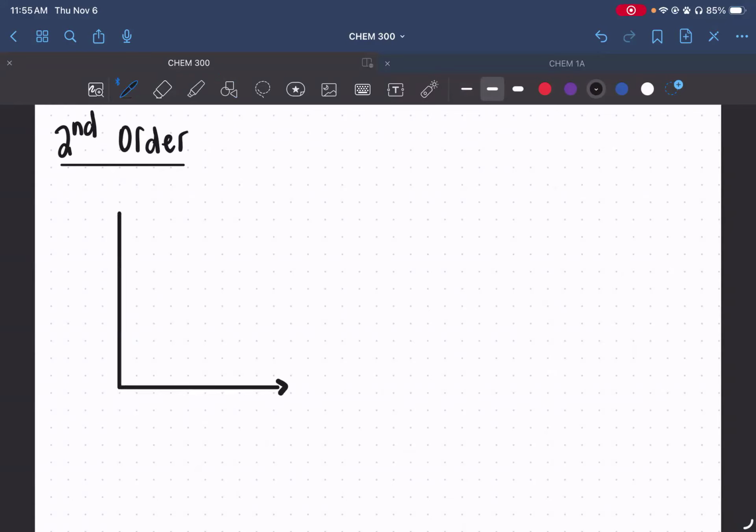In the case of a second order graph, as they all do, the x-axis is time. The y-axis, on the other hand, is 1 over A naught. This time it's a fraction. And this slope is actually positive overall.